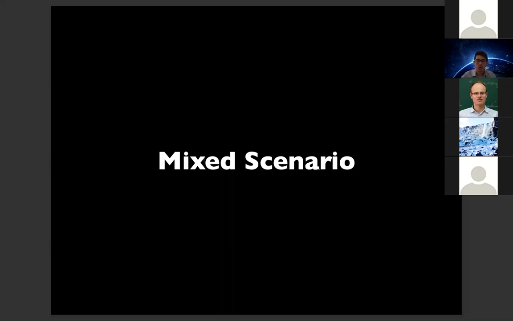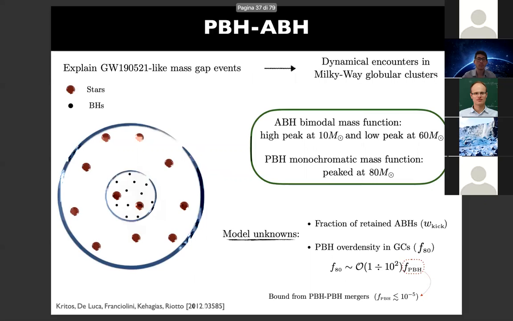Okay, if not, I will go to the last part, the mixed scenario. Here the idea was to explain events like GW190521, in which the primary component mass was found to be around 80 solar masses, well within the astrophysical mass gap, and the lighter secondary component around 66 solar masses. We try to explain this kind of event as the merger of a primordial black hole and an astrophysical black hole, in which the primordial black hole represents the object in the mass gap, and the other object is the astrophysical black hole.